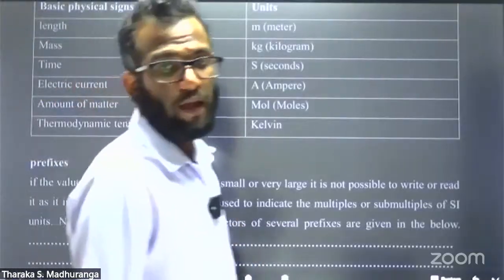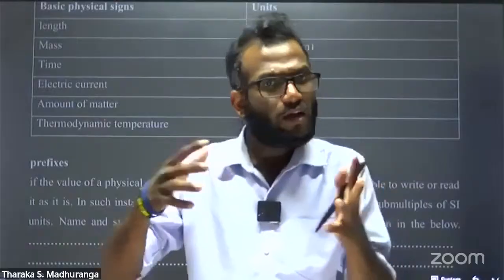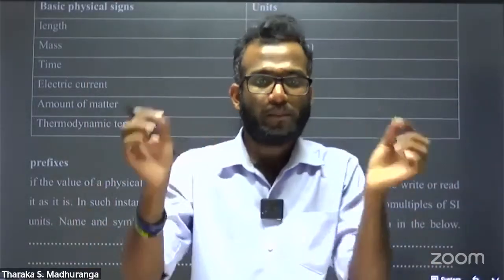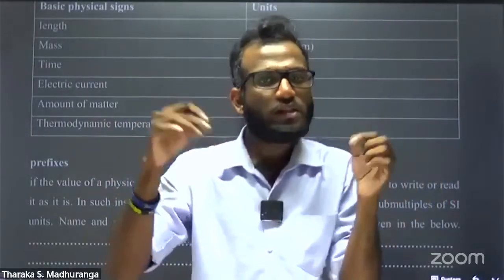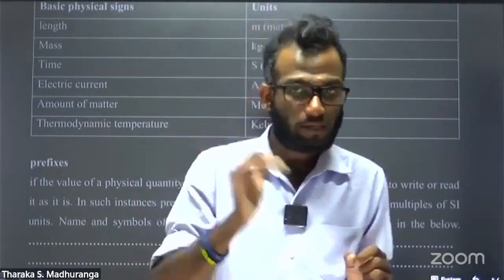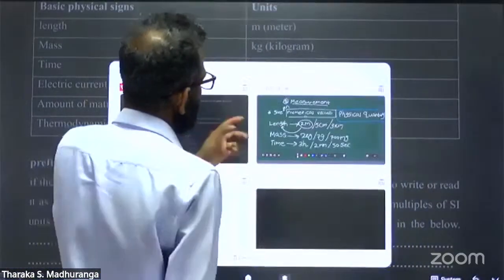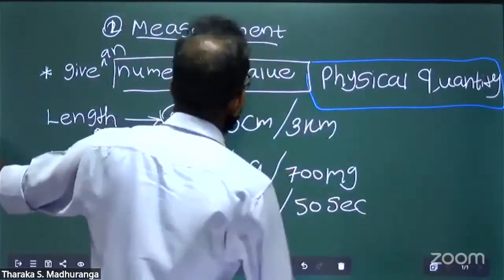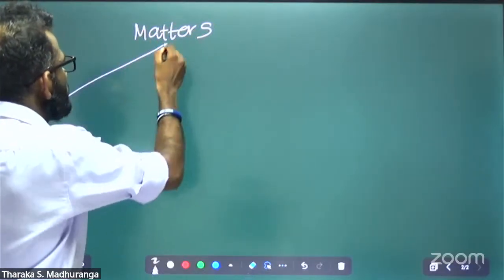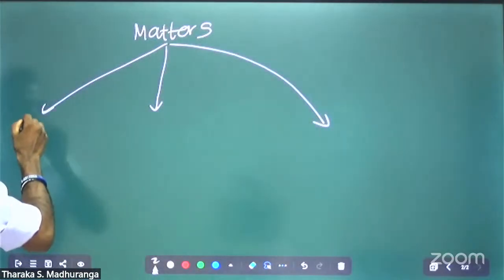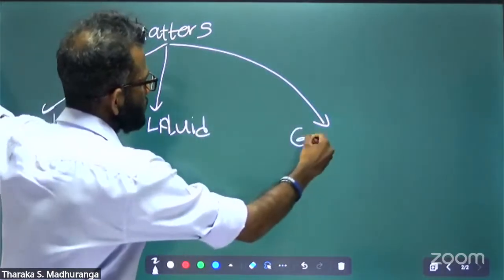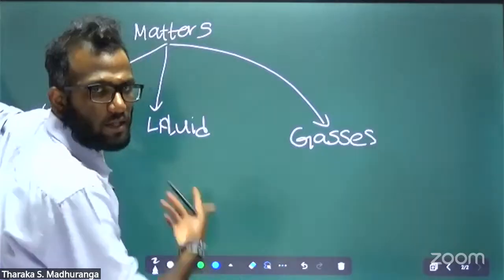Okay, next one is the amount of matter. I think the amount of matter you also discussed in O-level science. The amount of matter means, within a given area, how much matter is there? Everywhere on the earth, everything in our world is produced with molecules. Matter we can divide into three types: solids, liquids, and gases. They are the three main types of matter.